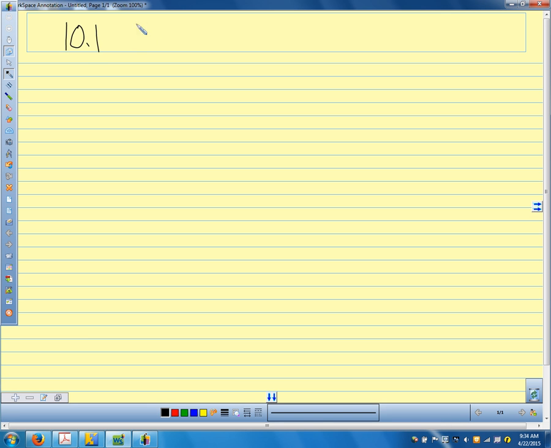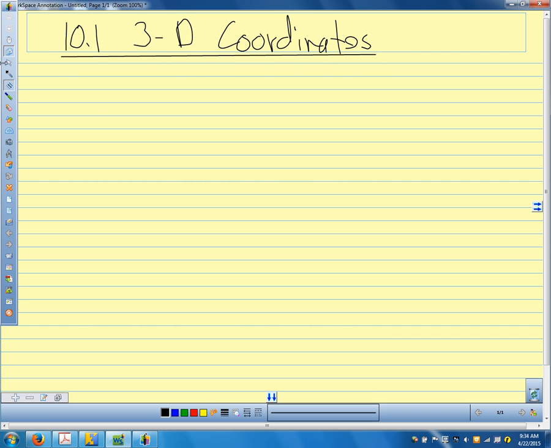In section 10.1, we're going to talk about 3D coordinates. What we're going to do is step off the plane and into space. We take our usual x and y coordinates, and we add a z-axis. That vertical axis is z. Normally we do the y that way, and the x kind of coming out of the page there.